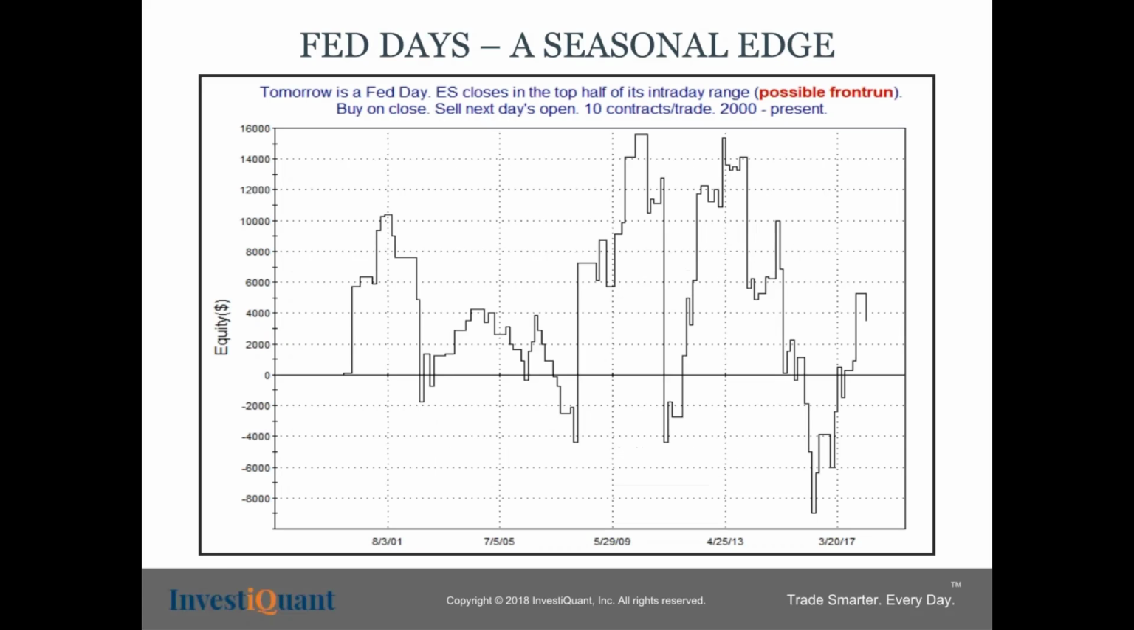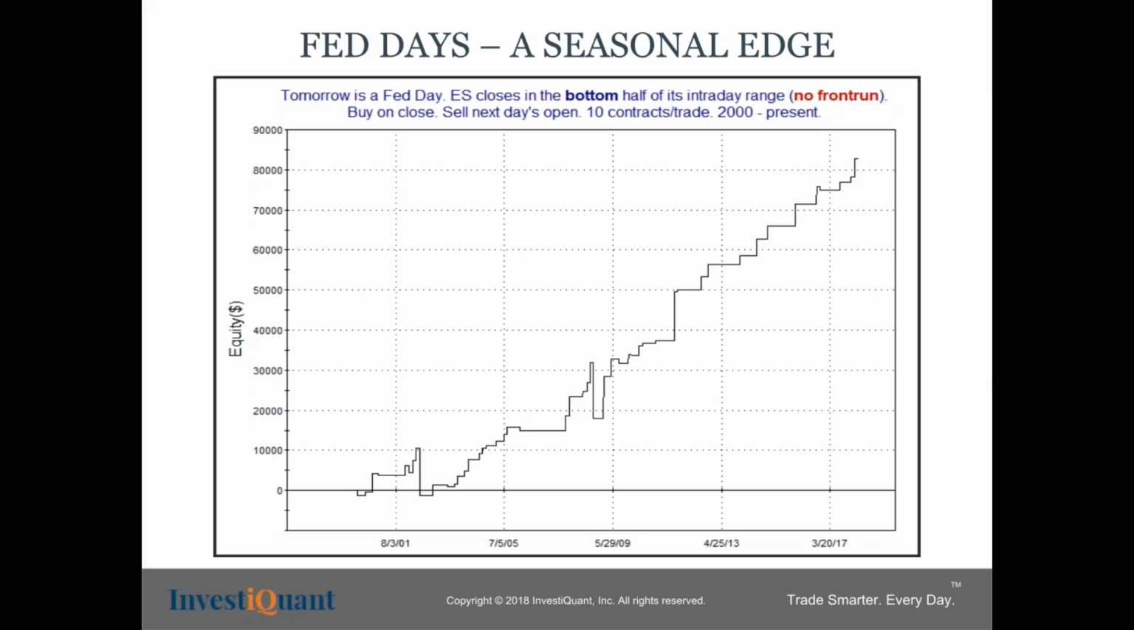So if we look at it and say tomorrow's a Fed day and ES closes in the top half of its intraday range, meaning it closed pretty well in a day, possible front run. Now you see the curve is a bunch of chop that's really gone nowhere, and it's not a strong upside edge. What if we close in the lower half of the intraday range? If that had happened today, I'd be here saying, oh, check this out. We've got something for tomorrow, because that's what the chart looks like. So these are the kinds of things that we explore at InvestiQuant, and we include in overnight edges.